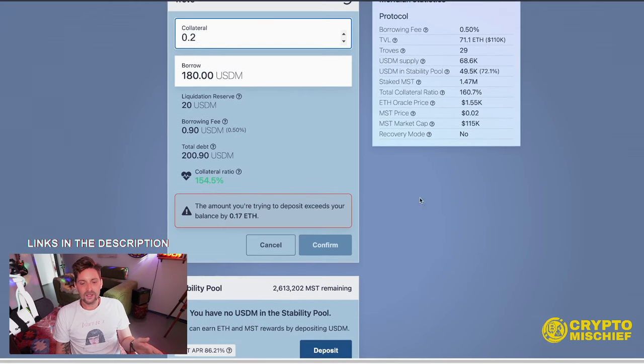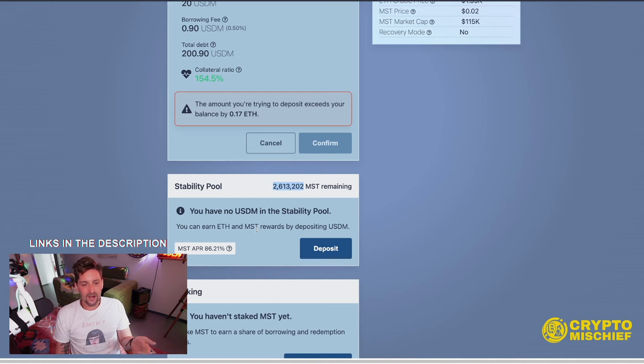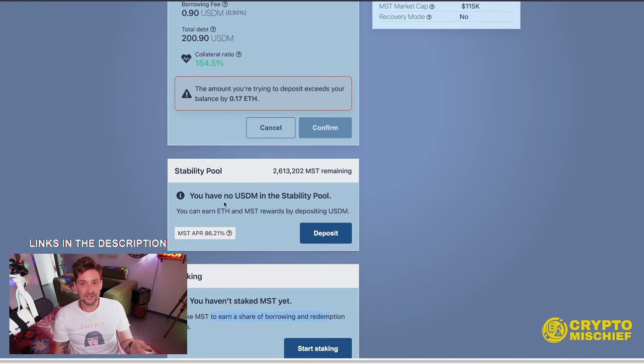Then with that USDM, I would put it in the stability pool and mine the MST token. There's only 2.6 million tokens in here. Once they're done, I'd mine that at 86% APR. So I'm using ETH as collateral, which I can take out at any point by giving them back the stablecoin. Put the stablecoin here, earn 8% on it, to earn the reward token. Then I would stake the MST token that I've got from the reward to then earn a share of the redemption fees, borrowing fees, platform fees in this, and I guess they're going to pay me back in ETH.